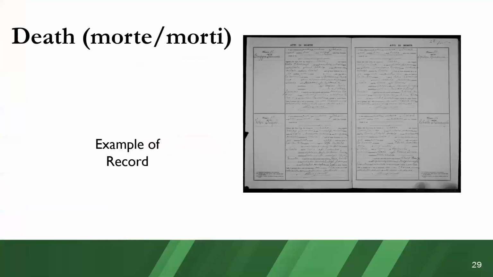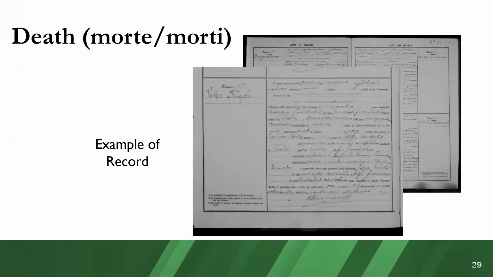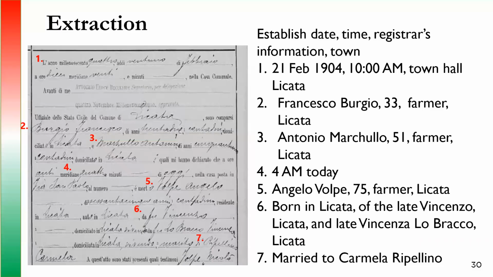Now, here's an example of a death record. We've got 4 of them on these 2 pages, and we're going to focus in on this one, Angelo Volpi. Okay, here's the father of Giuseppe. This is his death record, okay? And it runs pretty much the same way as the birth records do. It's going to establish the date, the time, the registration's information, and the town, okay? Doesn't necessarily mean he died the same day they're registered, but it would give you more information as we go on.